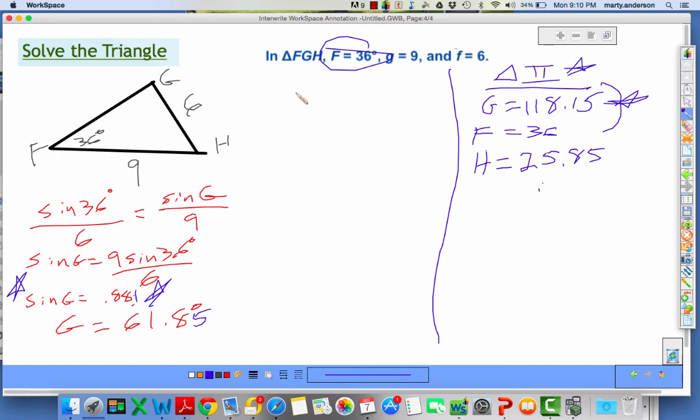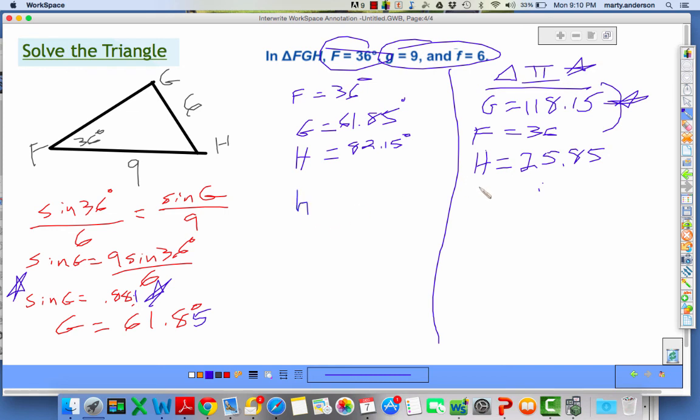Triangle 1, I still have F is 36, I have G is 61.85, and I have H, if I add those together, it's 97.85. 97.85 must leave 82.15. And I have a triangle. So I have two triangles here. I already have G and F. The only thing left to do is to solve for little h over here and little h over here. And that's how we have multiple triangles.